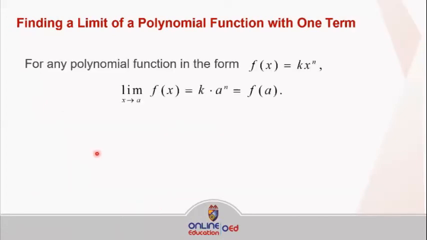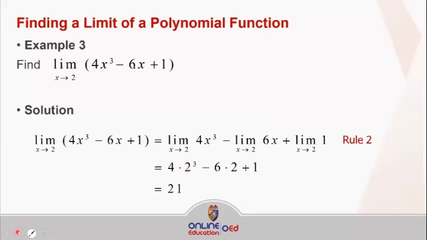The next natin is sa polynomial naman. So meron ulit tayong rule pa rin para sa polynomial. Ito yung rule natin. For any polynomial function in the form f of x equals kx raised to n, where yung limit of function of x, where x is approaching a, we have k multiplied by a raised to n equals f of a. So mas maganda maintindihan natin to dun sa example ulit natin mamaya.